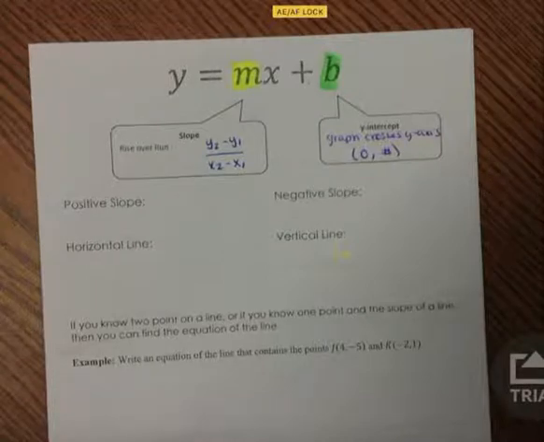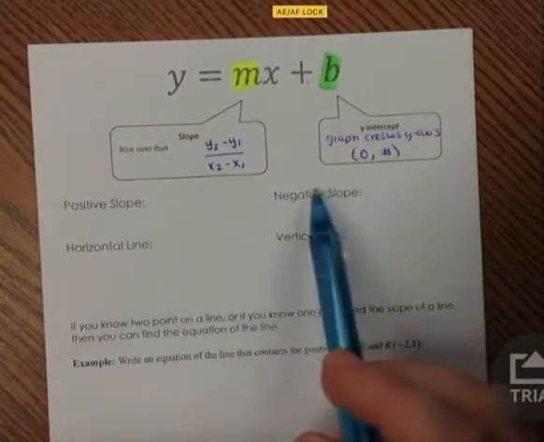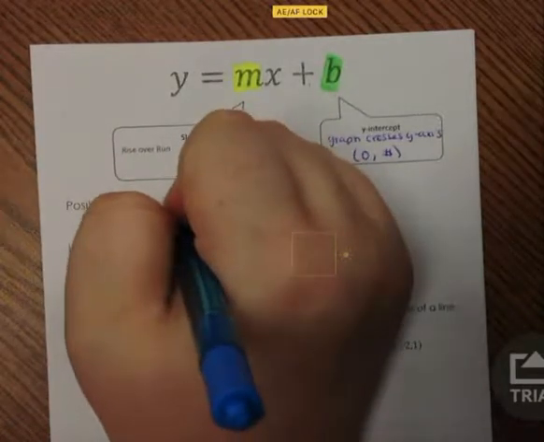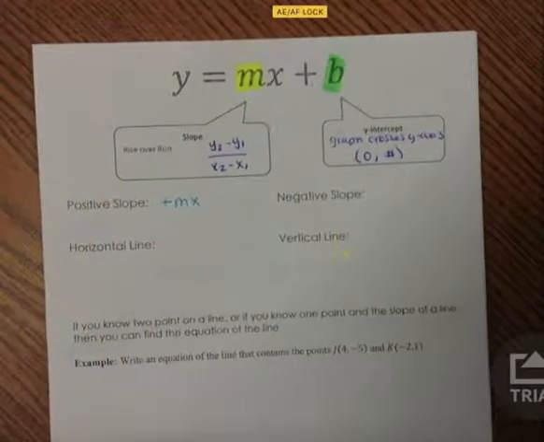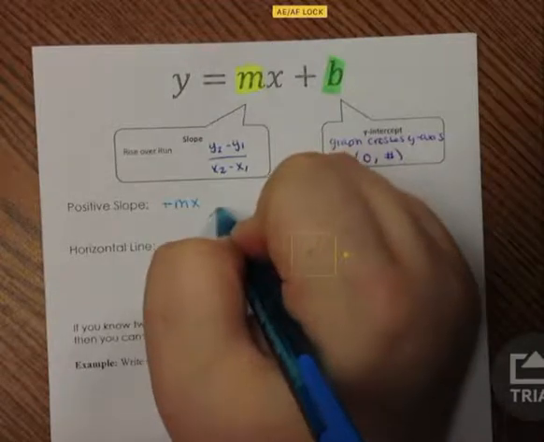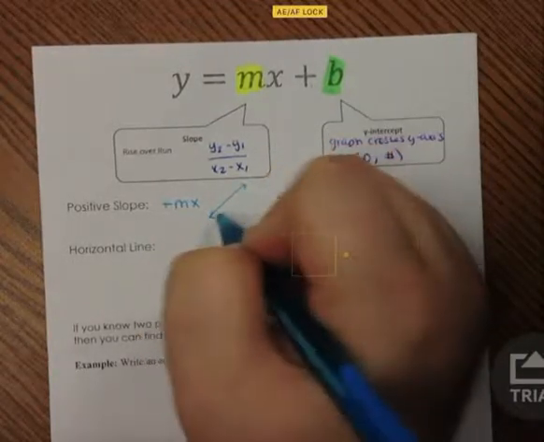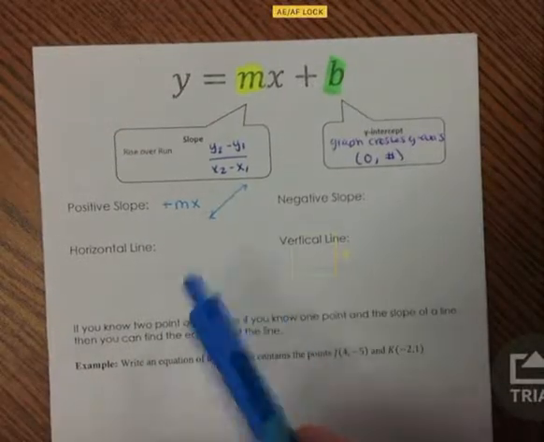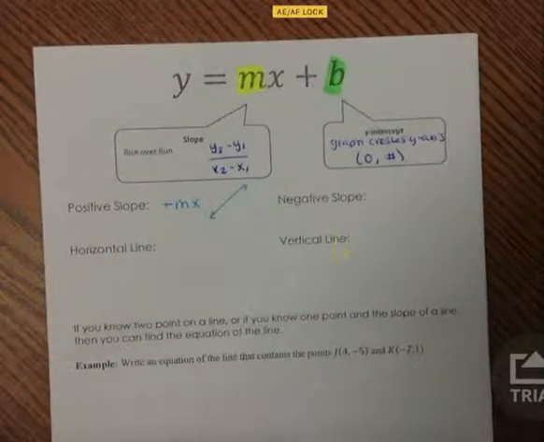Now, we're going to talk about positive slopes and negative slopes and all the different types of slopes. A positive slope means you have a positive mx. That means that it is rising from left to right. You always go from left to right because you read from left to right as well. So a positive slope is when it's rising from left to right.